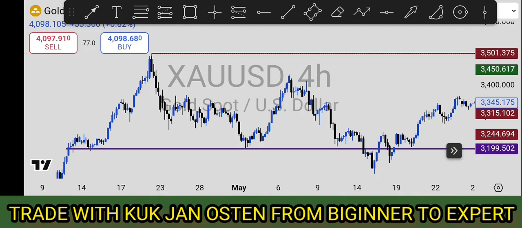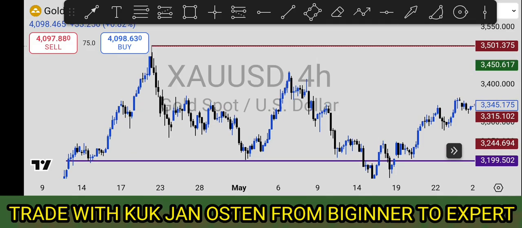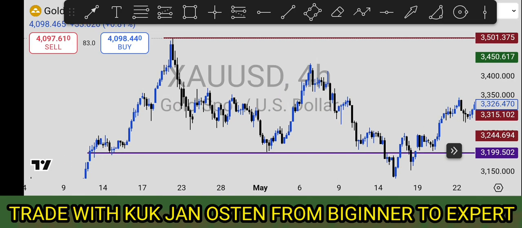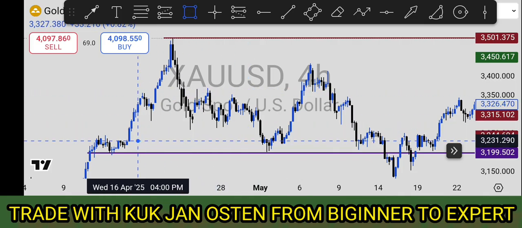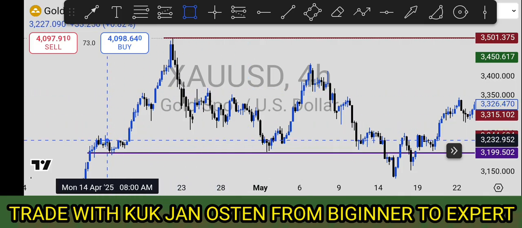Now, when the market leaves you, please don't chase the market. Just wait for your setup to happen. So now in this buy side liquidity, we are seeing some OB formation. And the OB formation has been formed now. We are seeing our OB was very big.